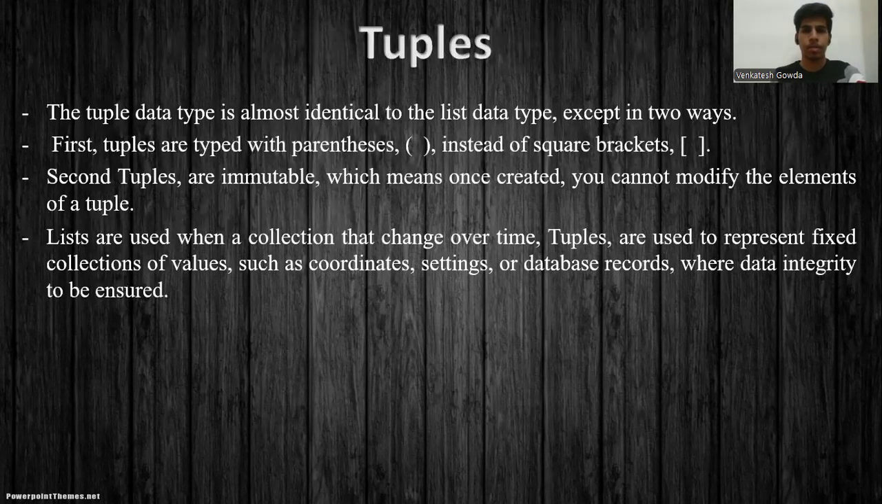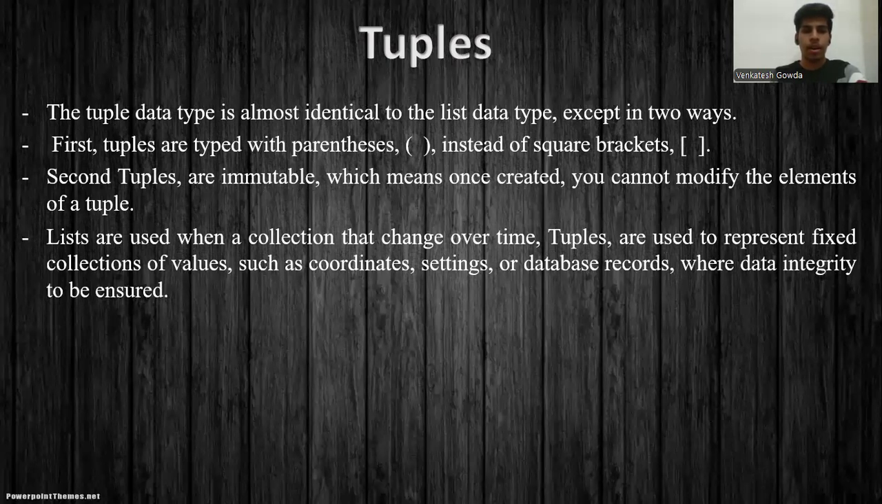Now we shall discuss tuples. So what is a tuple? The tuple data type is almost identical to the list data type except in two ways. First, tuples are typed with parentheses instead of square brackets. Second, tuples are immutable, which means once created, you cannot modify the elements of a tuple.